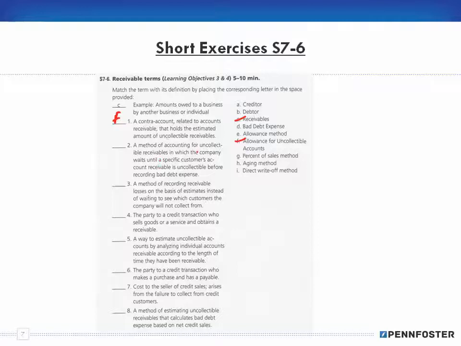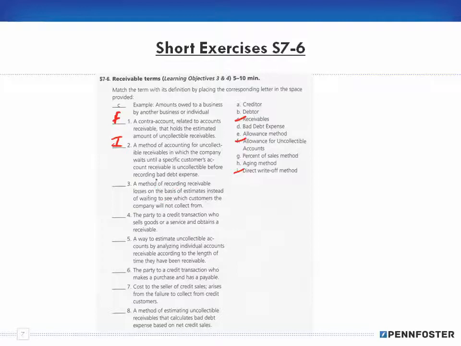A method of accounting for uncollectible receivables. So it's a method in which the company waits until a specific customer's accounts receivable is uncollectible before recording the bad debt expense. So that would be the direct write-off method, meaning they're waiting until it's a bad debt, then they directly write it off, and that's a method. So that would be I.